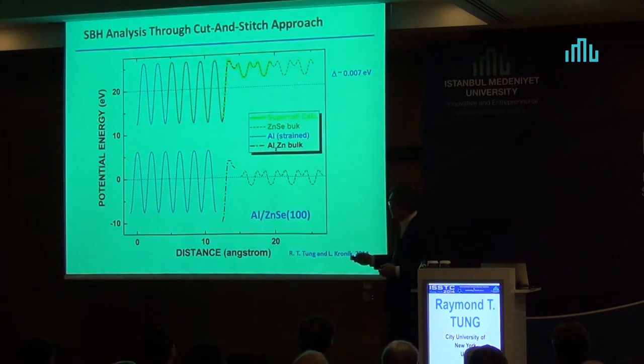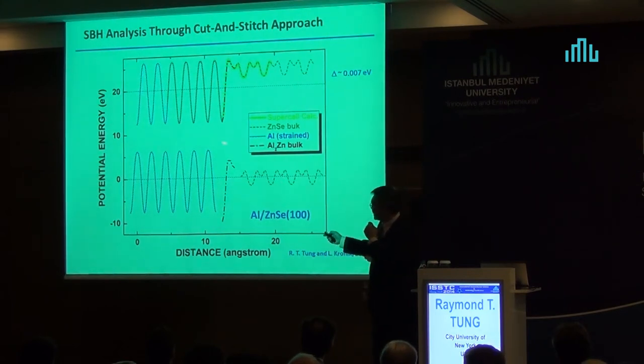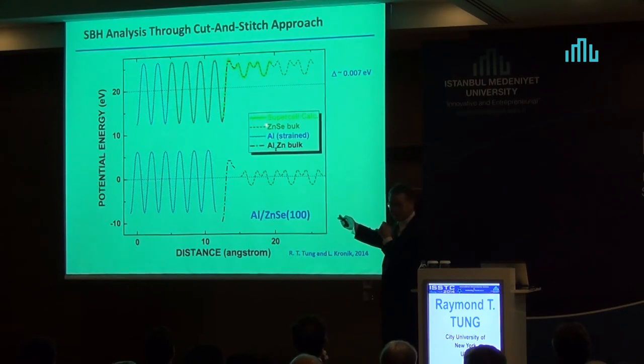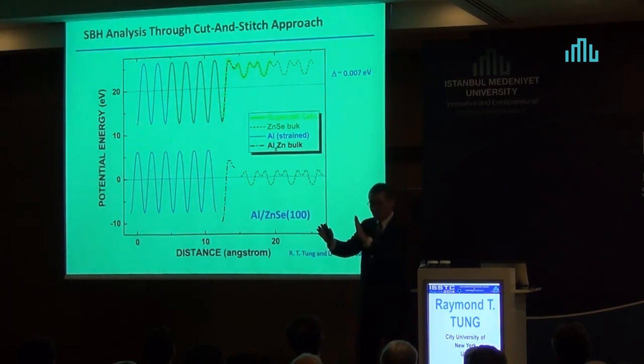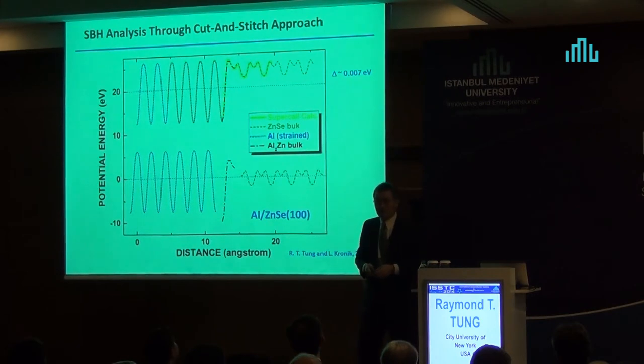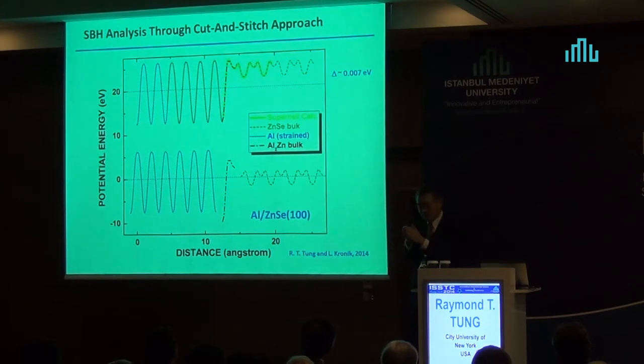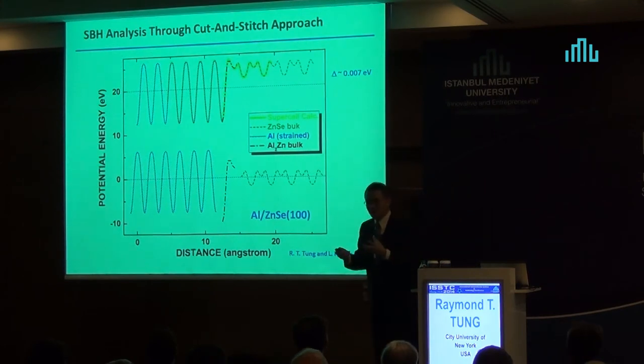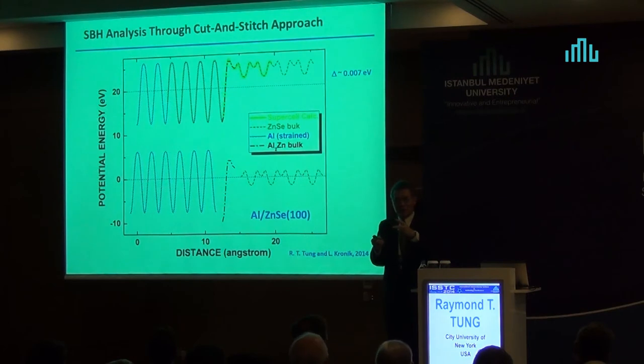So if I'm interested in the barrier height of an epitaxial aluminum–zinc selenide interface, with an aluminum–zinc bond, I would cut the bulk density of aluminum, ending on an aluminum plane to represent the aluminum. I would then cut a density and potential from the bulk zinc selenide, ending on a zinc plane to represent the zinc selenide. And for the interface, we have two aluminum atoms to every zinc atom.